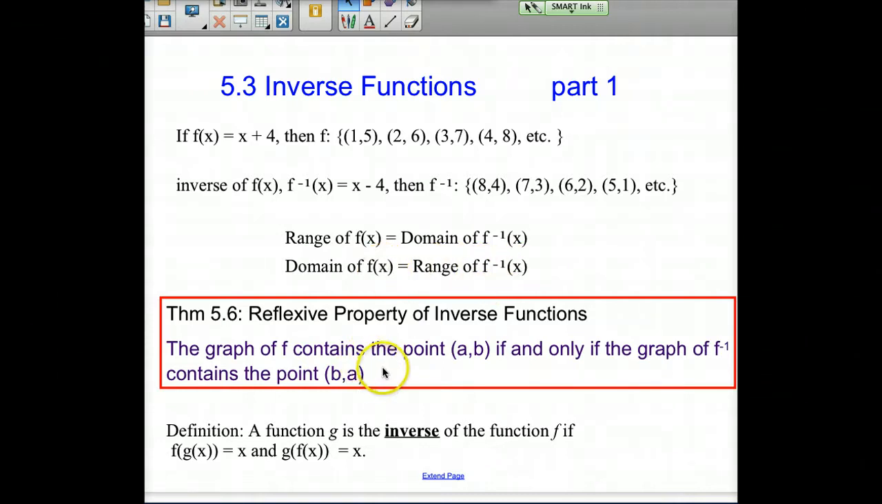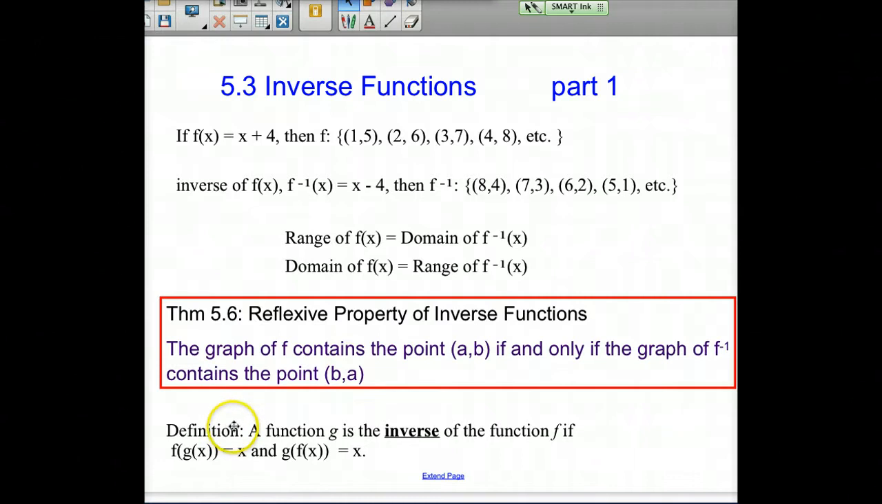So the reflexive property of inverse functions says that the graph of a function contains the point AB if and only if the graph of the inverse function contains the point BA. And if you remember from geometry, if and only if means you can read this sentence forwards and backwards. It could say that if the graph of f inverse contains the point BA, then the graph of f contains the point AB. And it also is true the forward way. If the graph of f contains the point AB, then the graph of the inverse of f contains the point BA.